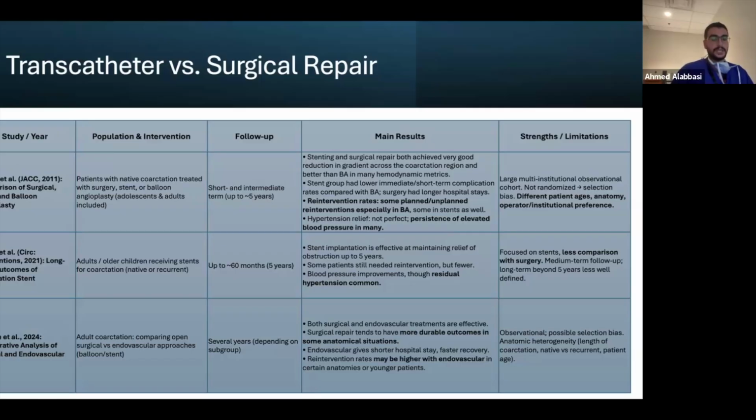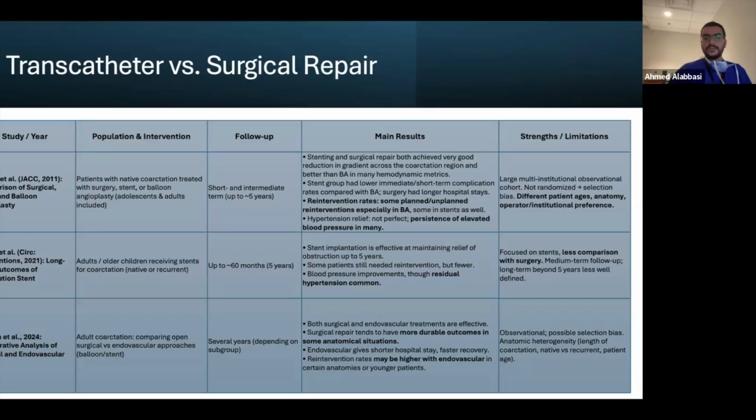So there was a pediatric inclusion there, and it followed patients up to 5 years, and it found that both stent and surgical repair did achieve a good reduction in the gradient. The stent group had lower immediate and short-term complications and less hospital stay, obviously, as it's not an open heart procedure, but reintervention rates were more common in the balloon angioplasty and stents, especially if you're putting it in the pediatric population, you do potentially need to resize it and to dilate it in the future.